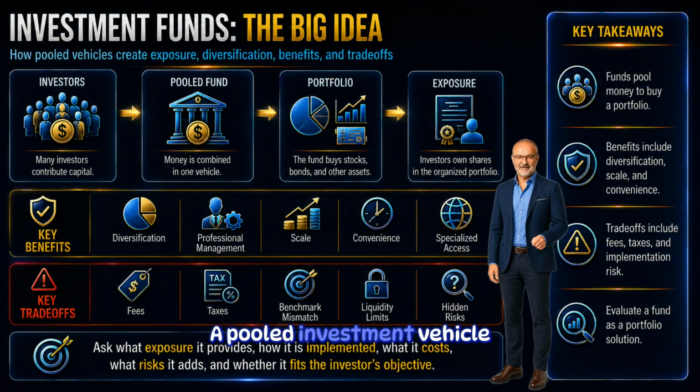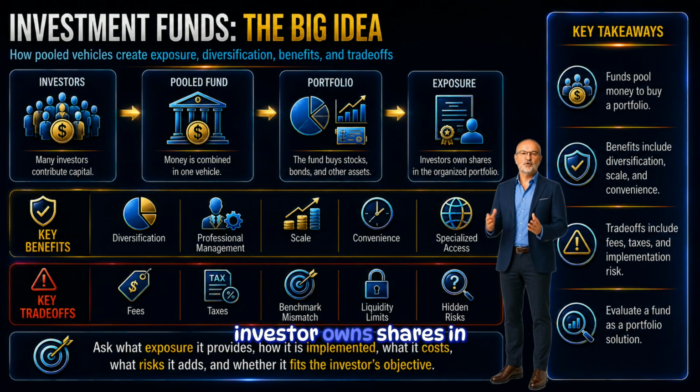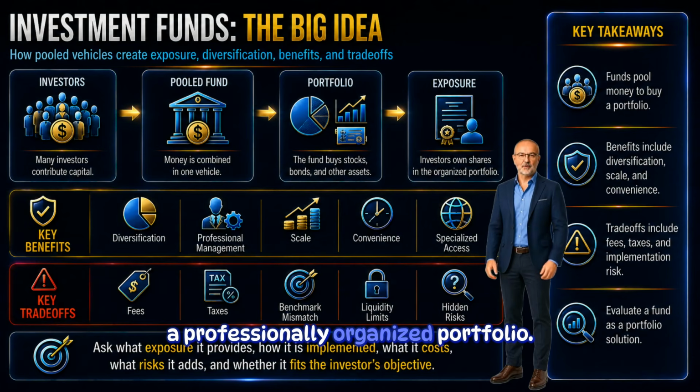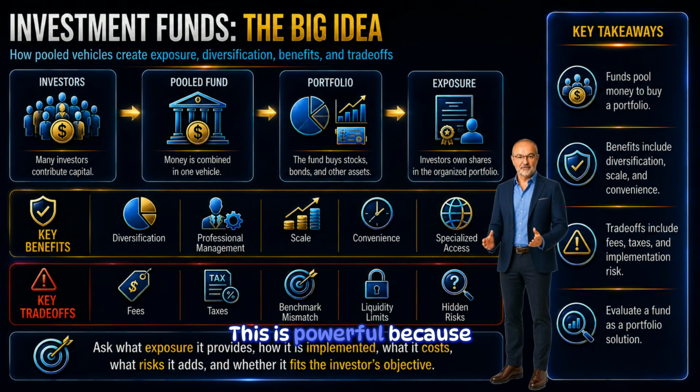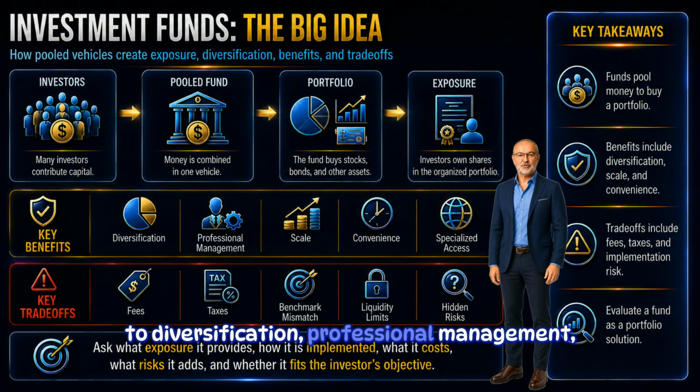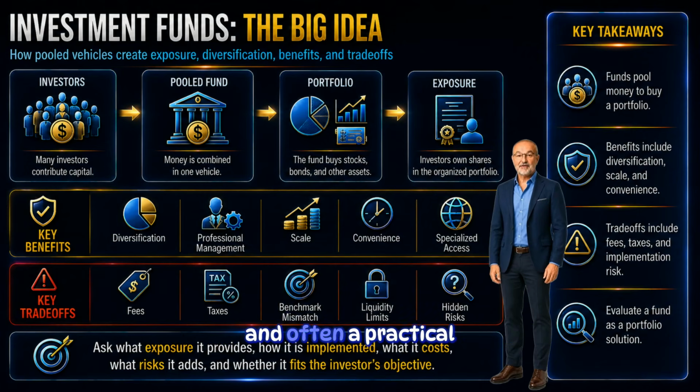A pooled investment vehicle collects money from many investors and uses that money to buy a portfolio of securities or other assets. Instead of building a large portfolio alone, each investor owns shares in a professionally organized portfolio. This is powerful because it gives investors access to diversification, professional management, scale, convenience, specialized markets, and often a practical way to buy or sell fund shares.